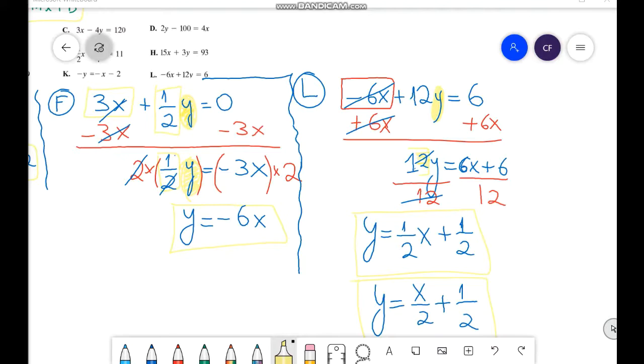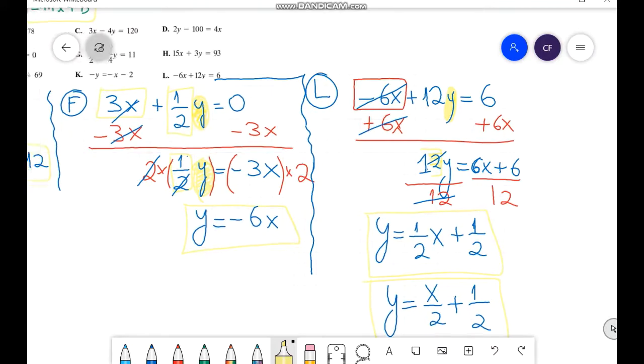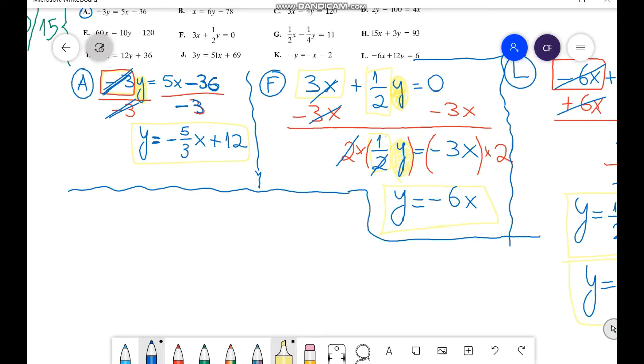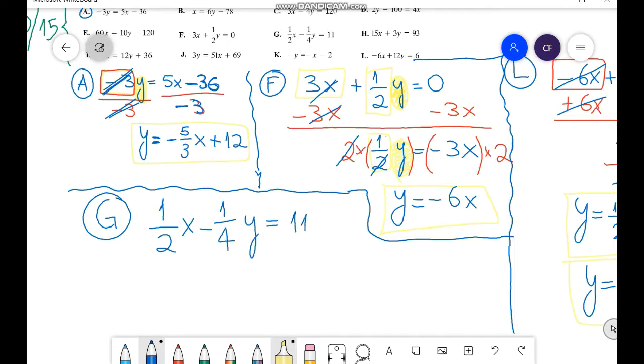What about G? Yes, let's work on G. We're gonna work down here. Look, I make some space. Now we're gonna work here. Okay. G. 1 over 2 x minus 1 over 4 y equals 11.